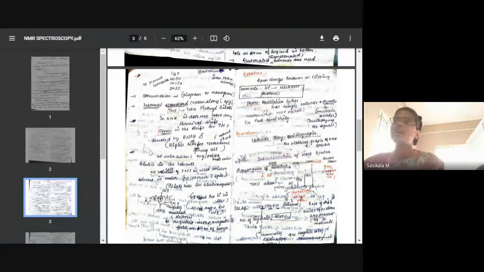Then recorder. What kind of recorder is used here? Cathode ray oscillograph. Cathode, why is it mentioned? It is since you are analyzing protons. Protons are like positively charged compounds, right? So we are using cathode ray oscillograph for recording.